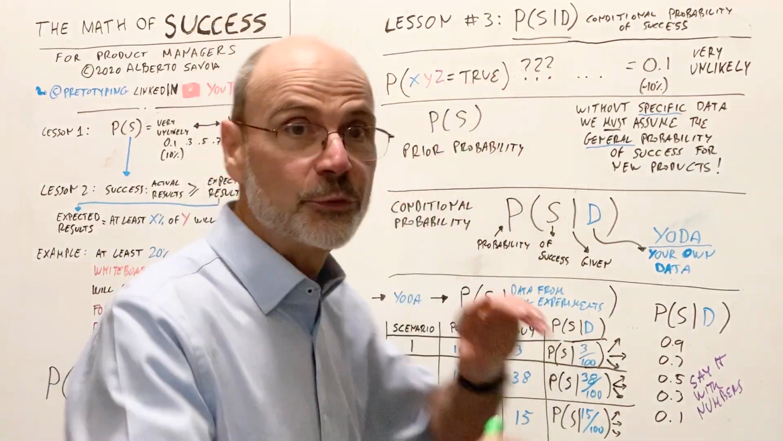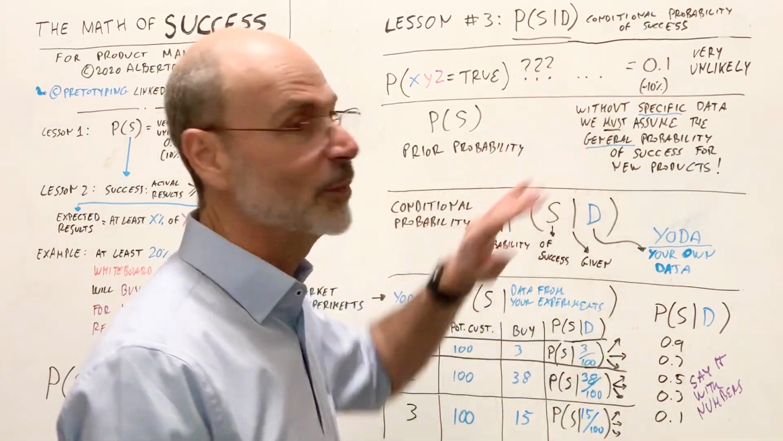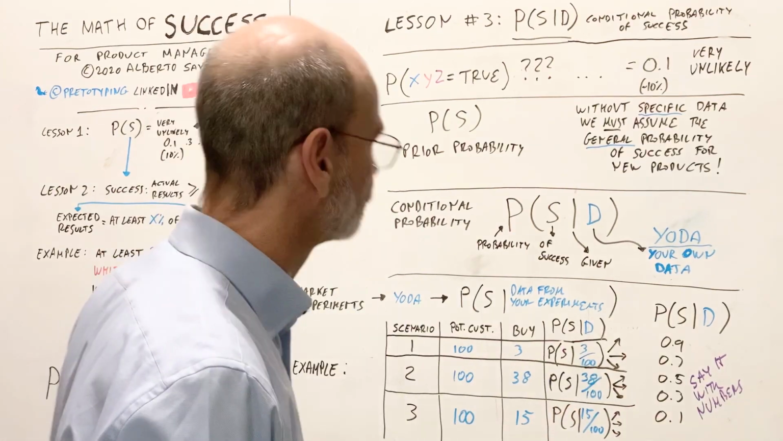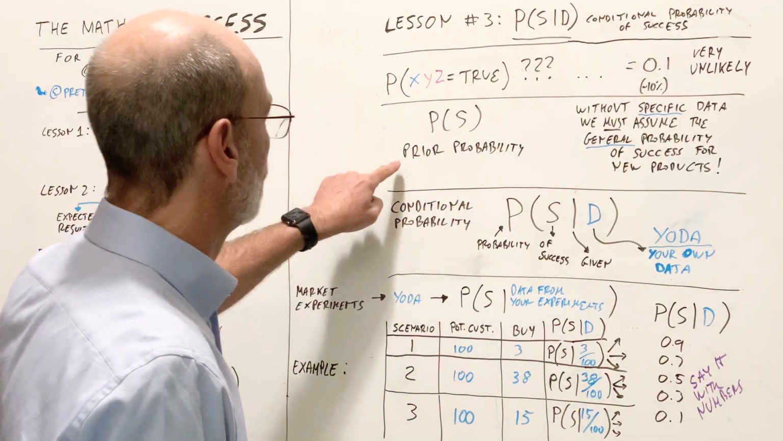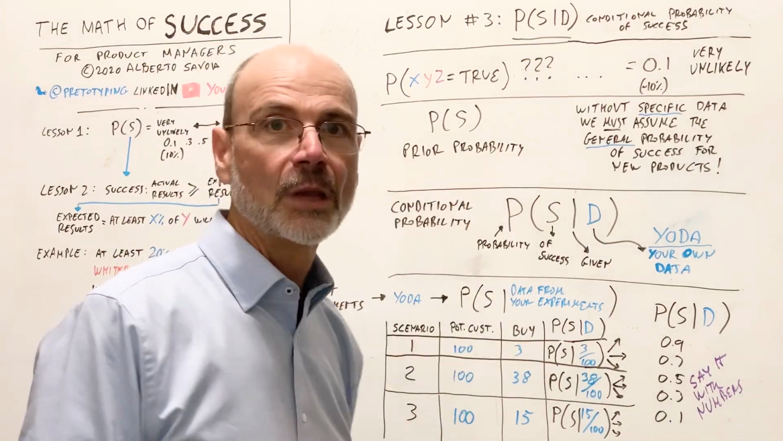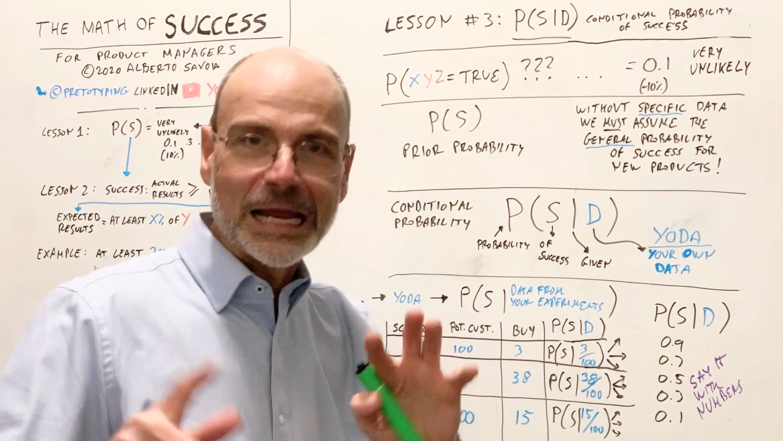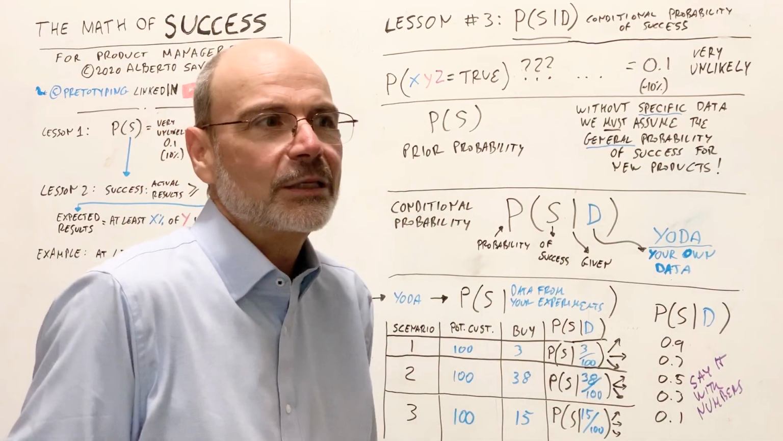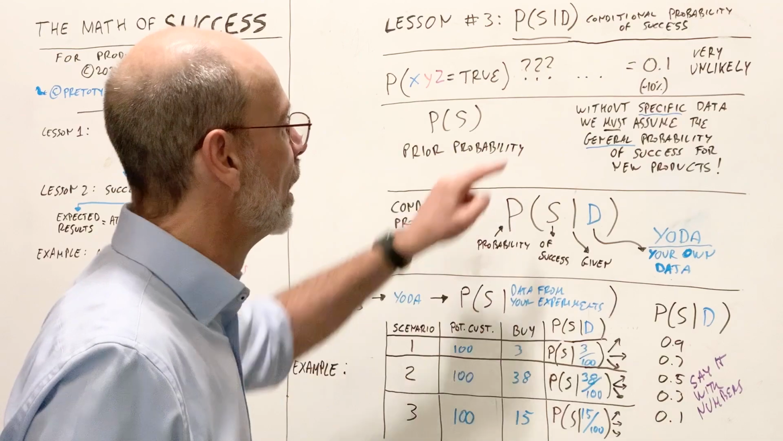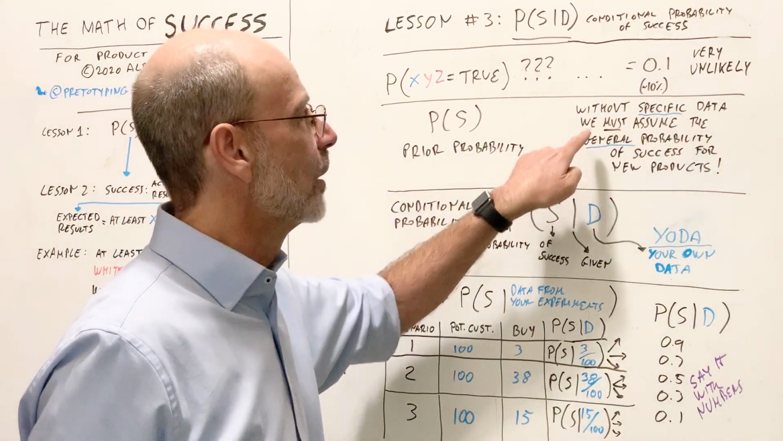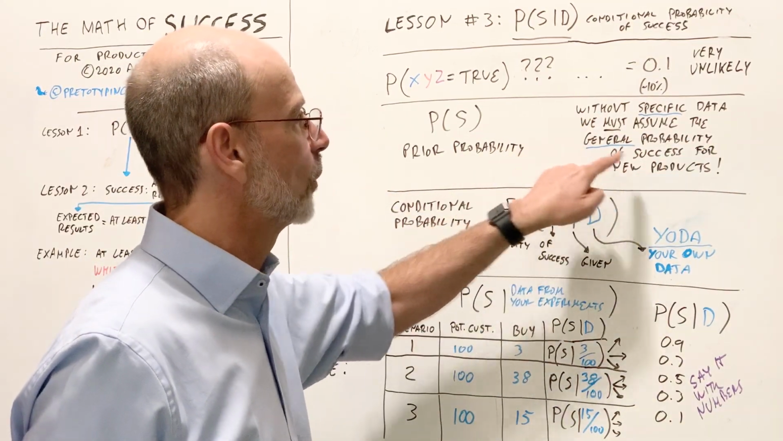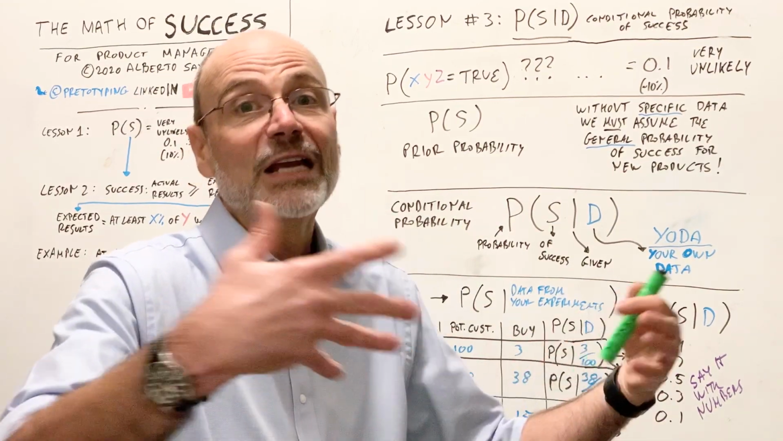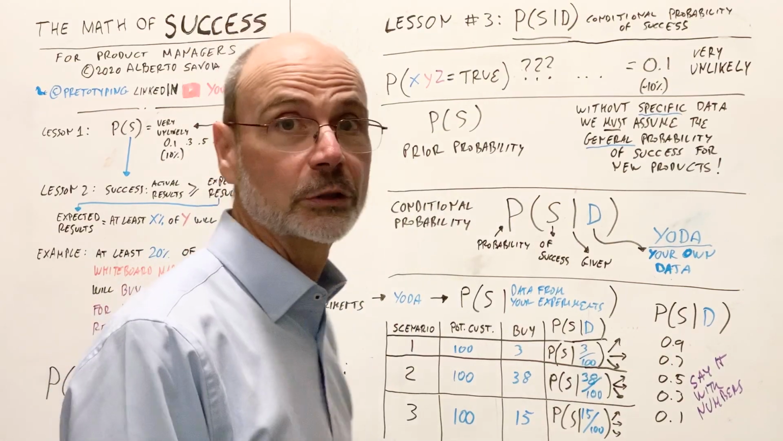All right, so if you know nothing else about the market, you assume your probability of success, P of S, is 0.1 or 10%, very unlikely. We call this the prior probability. This is kind of a scientific mathematical term, so don't be scared. It means just, what is my probability of success having no other data? So without specific data, we must assume the general probability of success for a new product. Because I don't know anything about this product, it might as well just be a general product, okay?